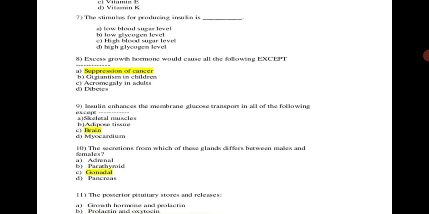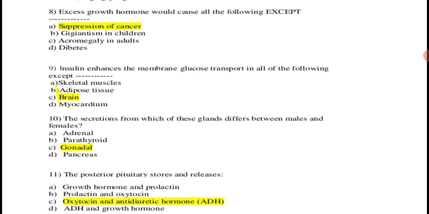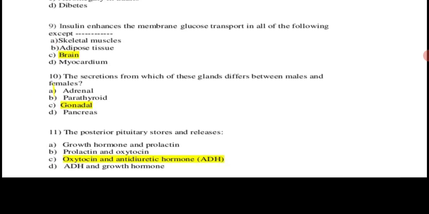They also secrete hormones and are considered endocrine glands. Especially, the two functions of gonads are production of steroid hormones and gametogenesis. So the secretion of the gonad is different in male and female. The correct answer for question number 10 is option C, that is the gonad.